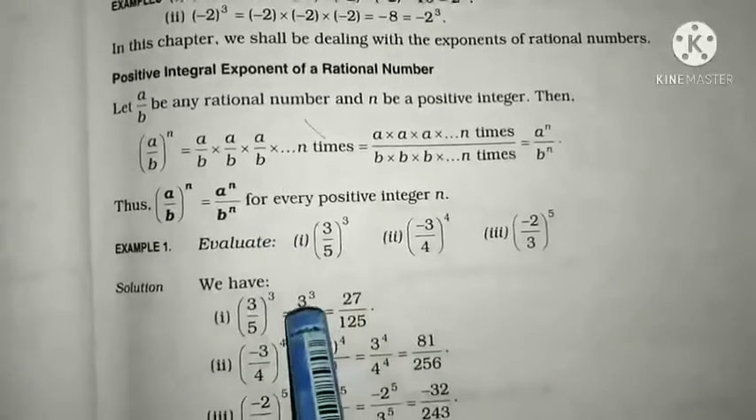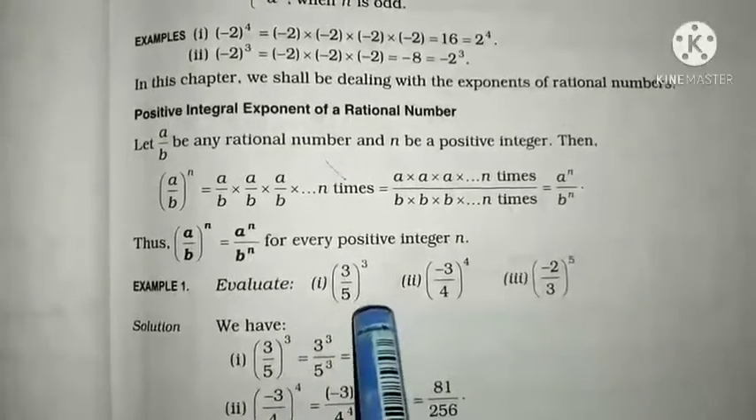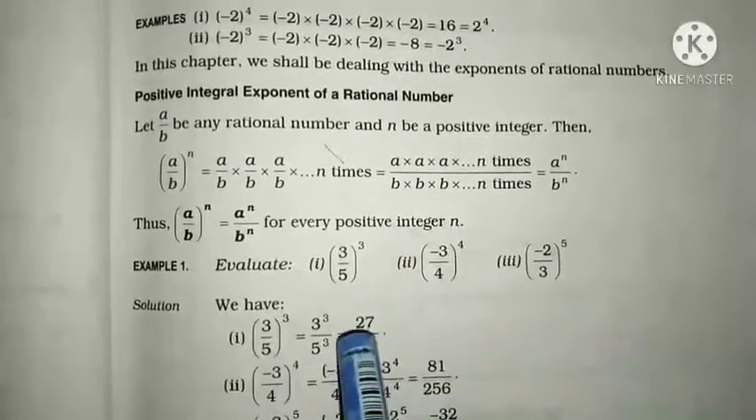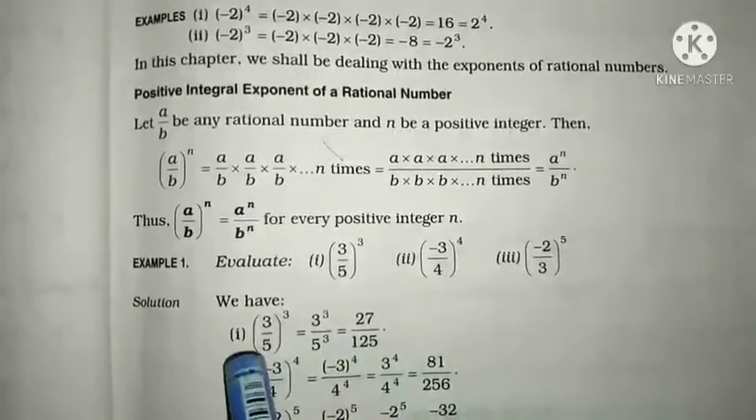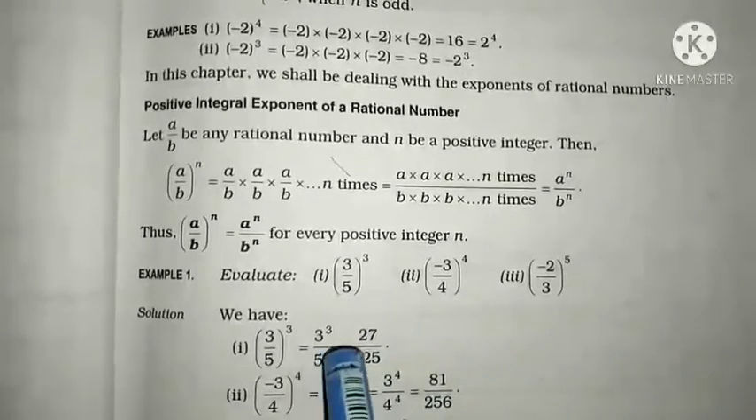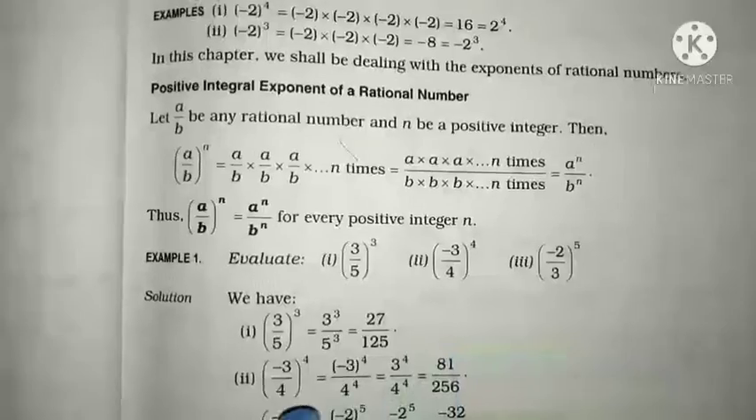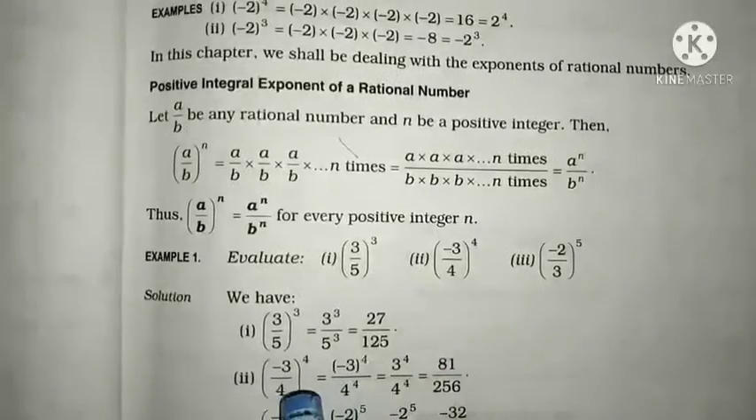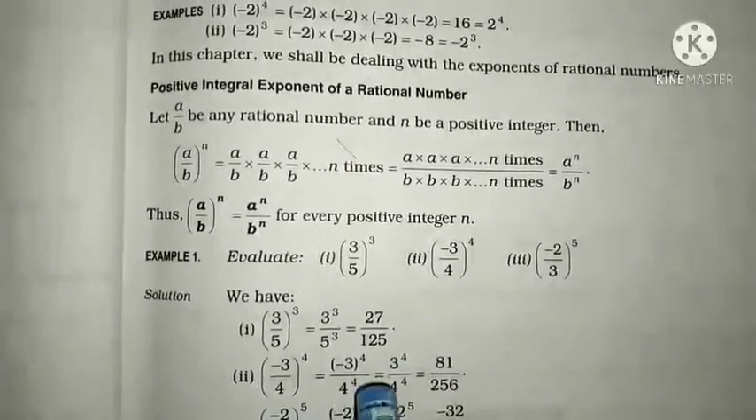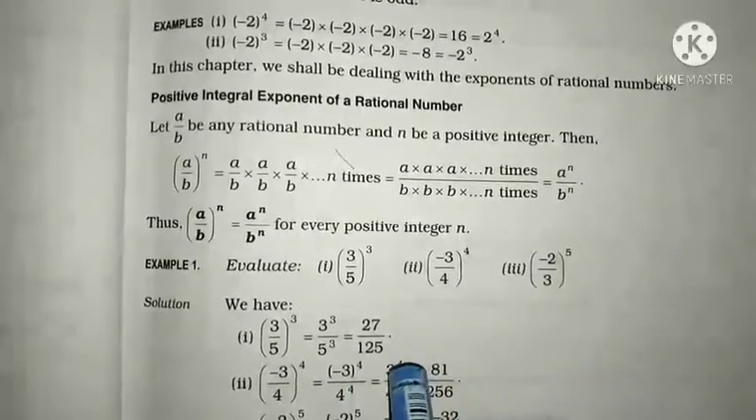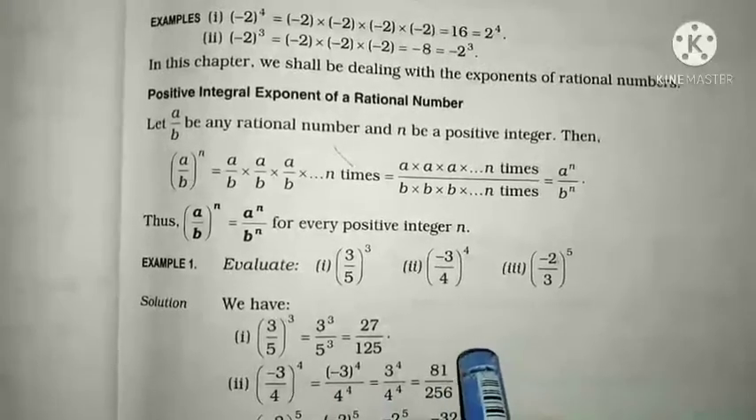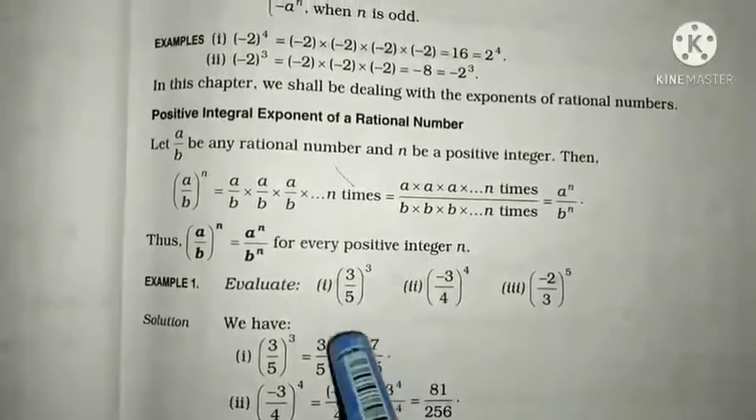Okay. Now let's consider some examples. 3 by 5 to the power 3 can be written as 3 power 3 divided by 5 power 3, and if you expand this, you will get 3 into 3 into 3 results in 27, and 5 into 5 into 5 results in 125. Similarly, you can write this one, minus 3 divided by 4 power 4 can be written as minus 3 power 4 divided by 4 power 4. That can be written as 3 into 3 into 3 into 3 divided by 4 into 4 into 4 into 4, and that results in 81 divided by 256.